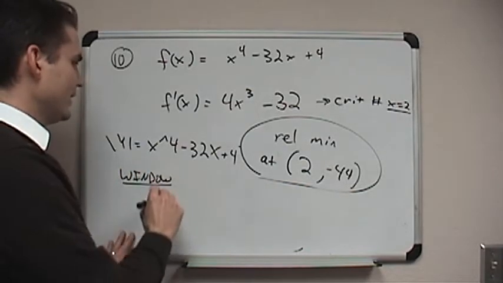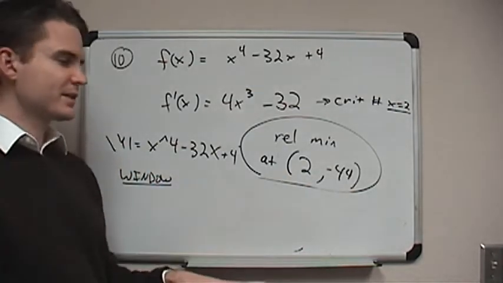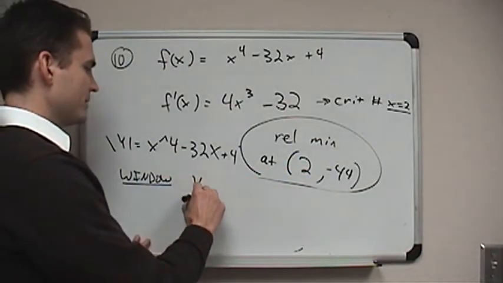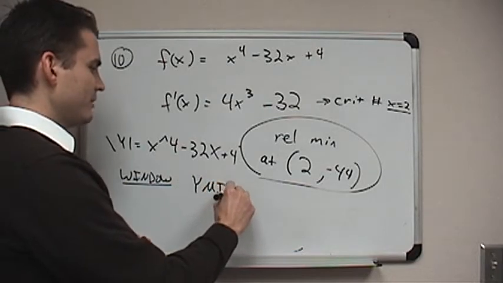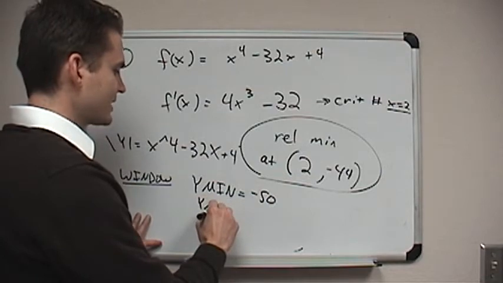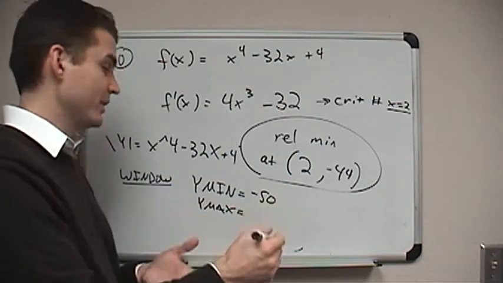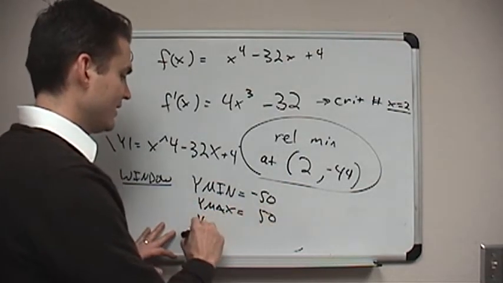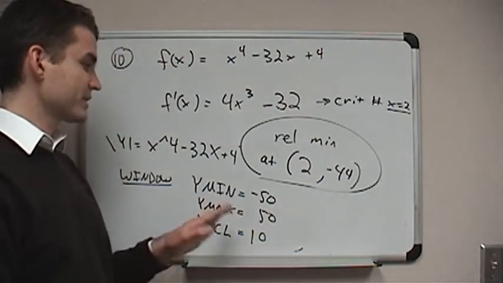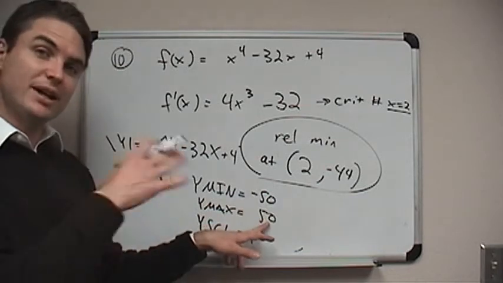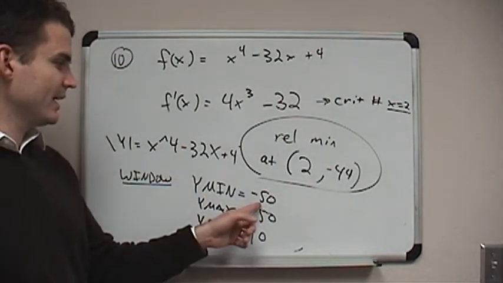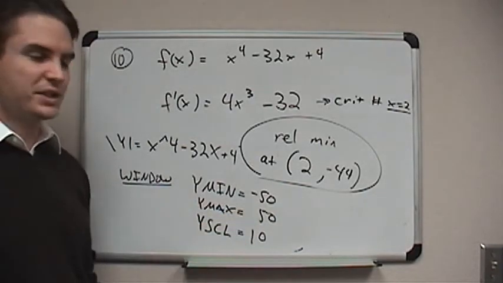Okay. Now, as long as you're looking at x values a little bit to the left and right of 2, you'll be okay. But probably what I would do is go from that standard window, change y min to something like negative 50, y max, make it whatever you want. You can even make it positive 50. And then y SCL, y scale, make that like 10. Okay. So what this is going to do, it's going to show you 50 units on the positive y-axis, 50 units on the negative y-axis, and 10 units for each tick mark.